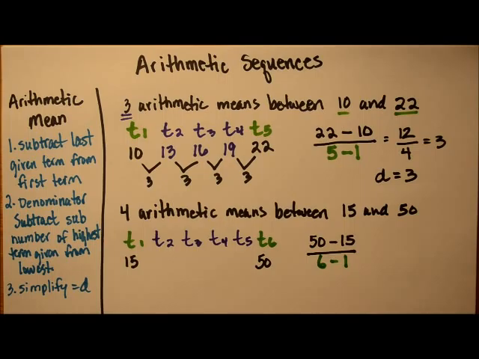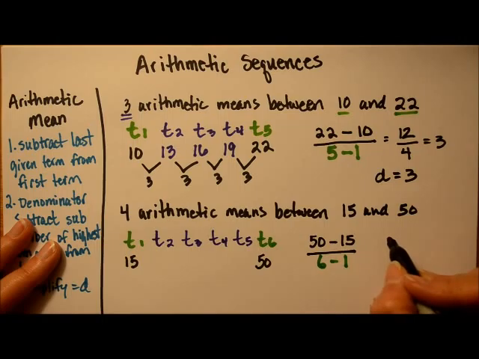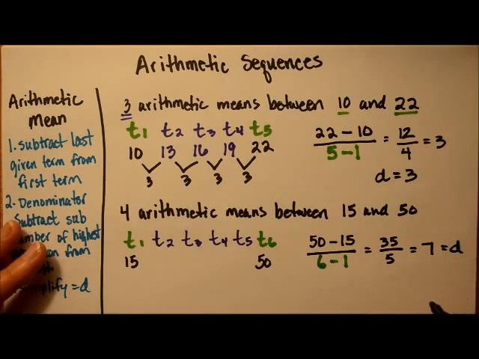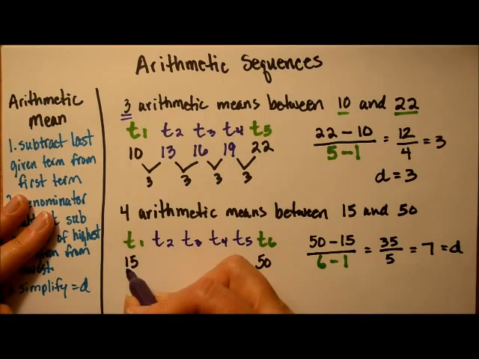So 50 minus 15 is 35. And 6 minus 1 is 5. 5 goes into 35 7 times, which equals my difference. Okay, well, because I have that, I can figure out what those 4 are. All I have to do is add.